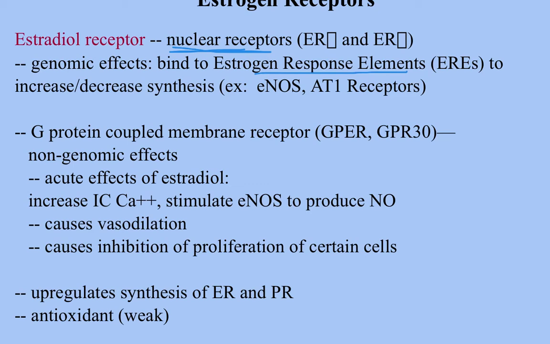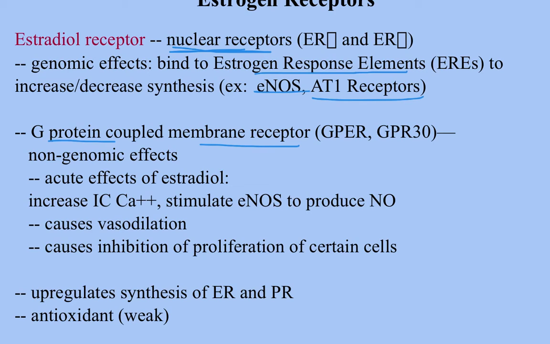being made. Some of those are different types of receptors, nitric oxide synthase, things like that. In spite of that, estrogen also has a membrane receptor. It's a G protein coupled receptor, so it relies on second messengers to get into the cell.